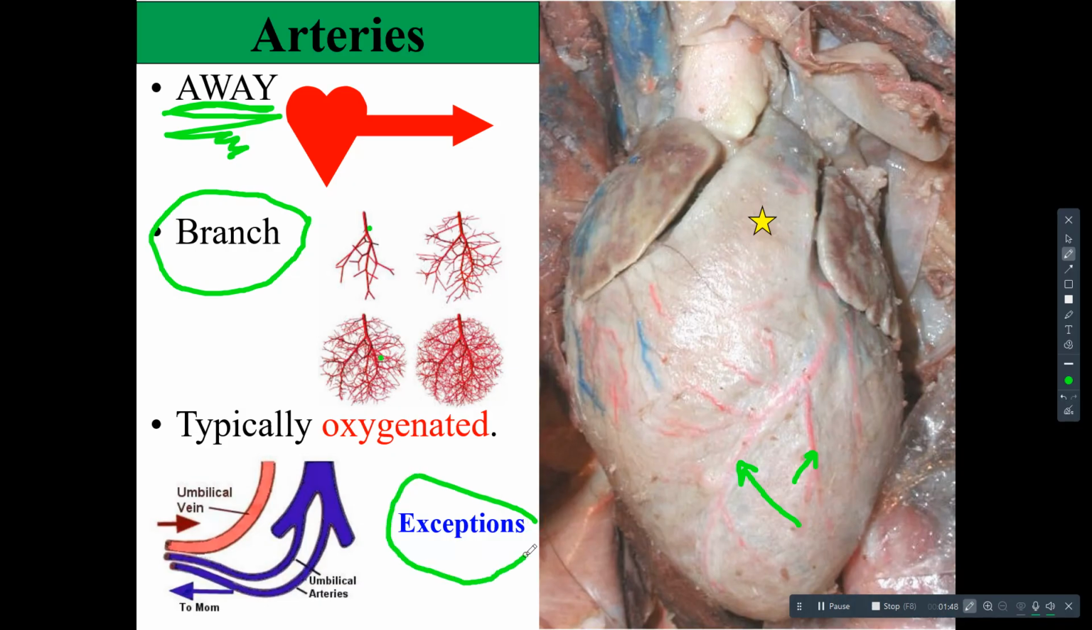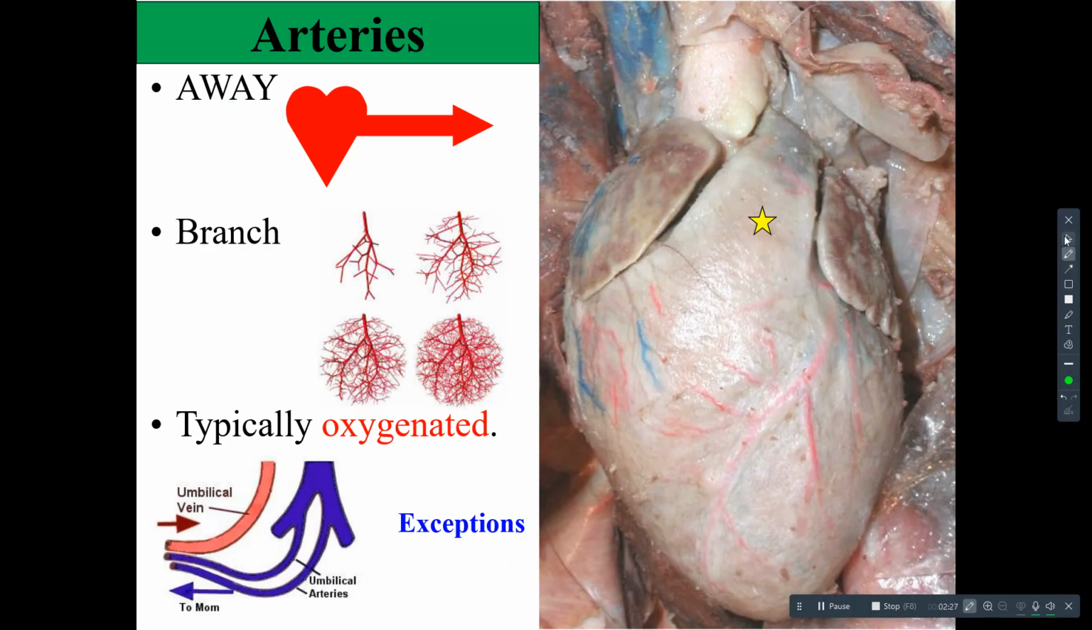Of course, there are always exceptions to rules. And our unique arteries include this one right here. This, of course, is the pulmonary trunk. So the pulmonary trunk, as well as the pulmonary arteries, are arteries because, again, they're going away from the heart, but they're weird because they're not oxygenated. Pulmonary arteries are exceptional. Also, the umbilical arteries, which are going to the placenta, are exceptional as well. Okay, so those are my basic facts about arteries.